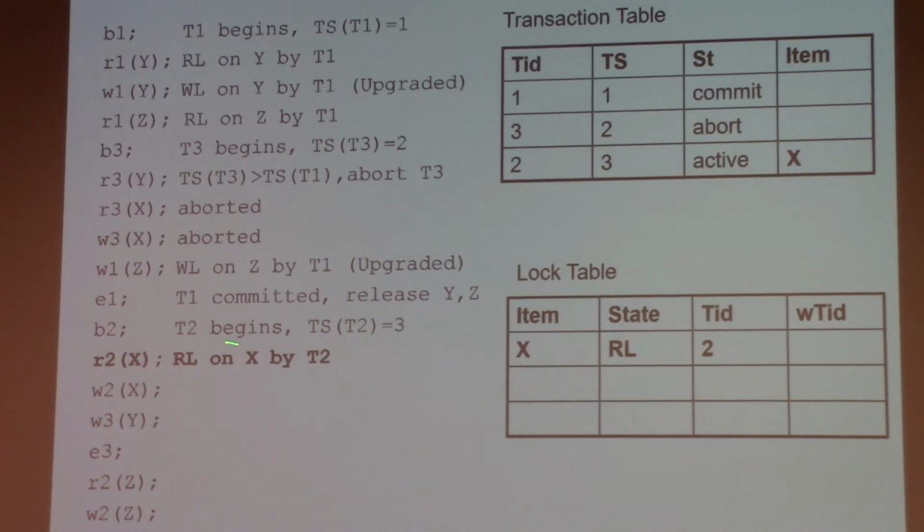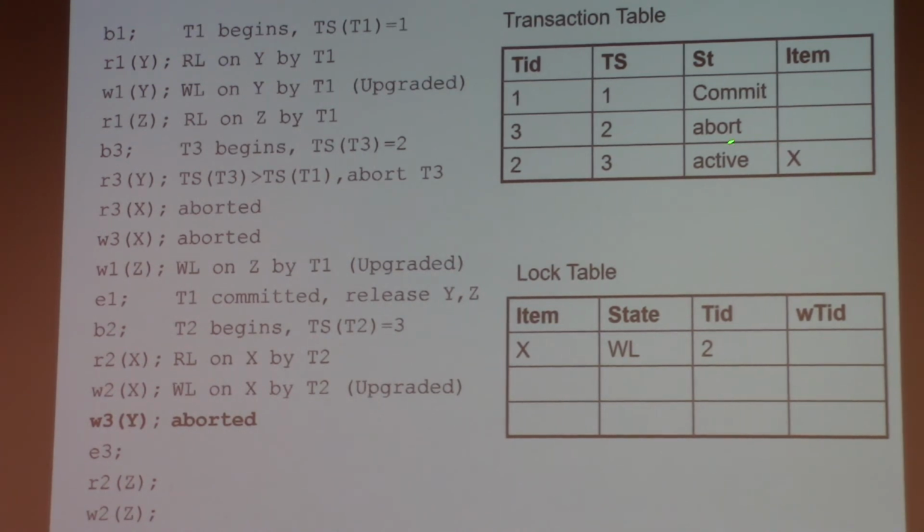So this is next, B2. So B2 begins. It's a new transaction. The timestamp is 3, active, and read lock X, read lock by transaction ID 2, X. No problem. Proceed, upgrade, and be careful. This one is transaction 3.